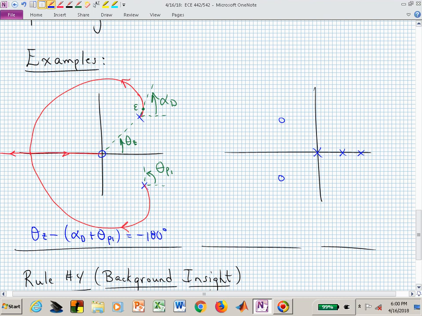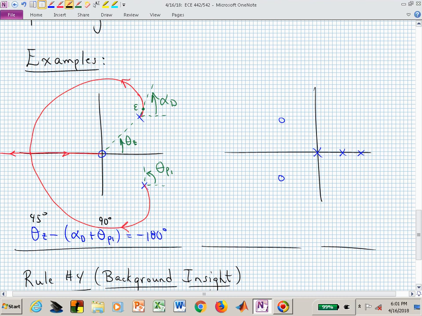Do you follow how I did that? This is just the algebraic sum of the angles of G equaling minus 180. We know that has to be true for those points to be on the root locus, and that epsilon belongs on the root locus. So you can do the math for me, but this is 45 degrees. This was 90 degrees. And alpha sub d, if I push it on the right-hand side, I have 180 plus 45 minus 90. I have 180 minus 45. So alpha sub d is 135.